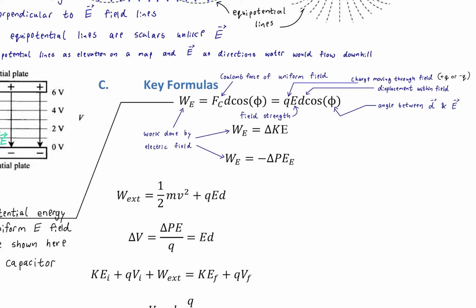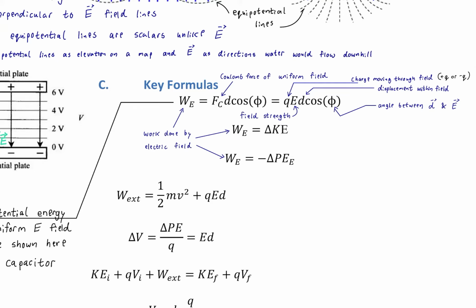And sometimes they're parallel, in which case the angle would be 0. And cosine of 0 is what? 1. Because if the charge is moving parallel to the field, then the work done by the field would just be QEd. On the other hand, if the charge is moving exactly opposite the field, then the angle would be 180 degrees. Cosine of 180 is -1. And then the work done by the field would be negative QEd.